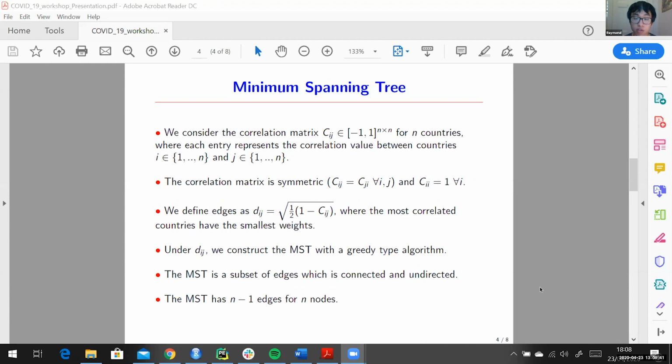Then we construct our networks with this minimum spanning tree approach. First of all, we're looking at correlations. We use a matrix where every entry i, j is the correlation value. The properties are that the matrix is symmetric, and the diagonal is equal to 1. To define our notion of weight, we use this d_ij distance measure, which means the most correlated values give us the smallest distances. Once we construct those edge weights, we choose the smallest ones. That's done by the MST, a greedy type algorithm where we choose each edge such that the network is connected, undirected, and has no cycles. Usually we'll see n-1 edges for n nodes.